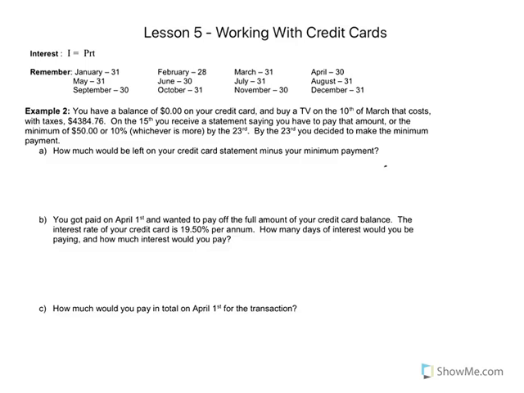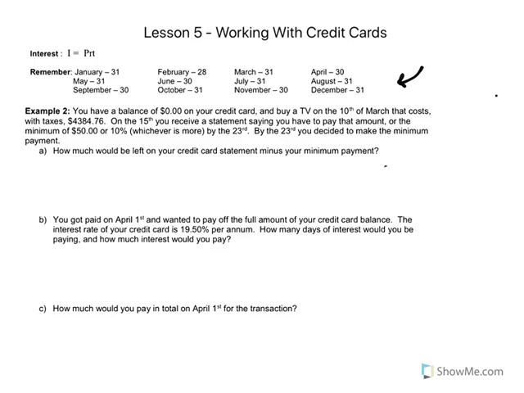Lesson 5, working with credit cards. So first off, I think we all know what a credit card is. It's pretty straightforward in today's society. But we're going to talk about how they calculate interest and all that jazz. So first of all, just remember the number of days in each month, because this is going to come in useful.